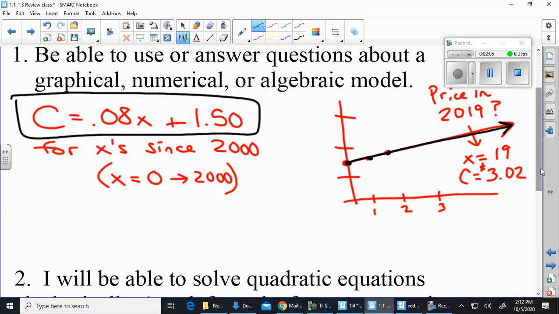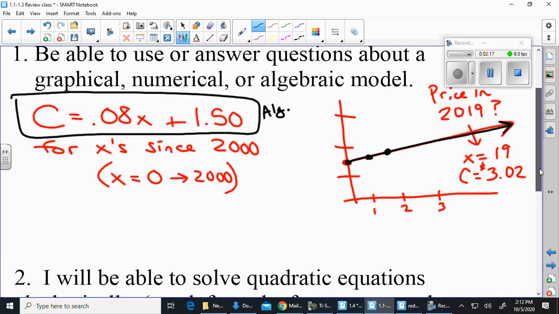So, this is algebraic. Your little dots that you found are numerical, and the graphical is the picture of the graph.